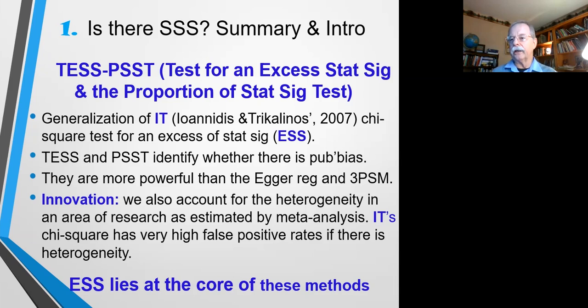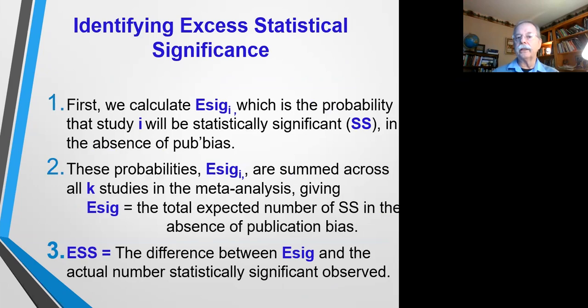Again, you'll get tired of hearing me say this. Excess statistical significance lies at the core of all these ideas and all these methods. So how in the heck do we calculate these things? How do we get a handle on excess statistical significance?